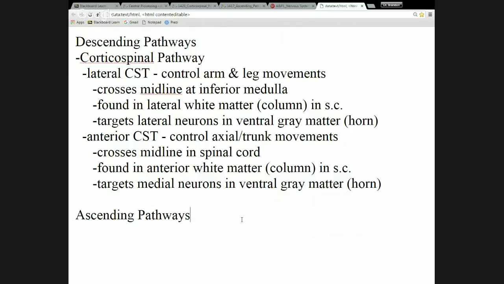Okay. I didn't say this with the descending pathways, but what kind of information obviously is traveling through the descending pathways? What's it causing to happen? Right, movement, what we call motor functions. So ascending pathways are going to be carrying what kind of information? Sensory system, yeah. So it's output and input, so to speak.